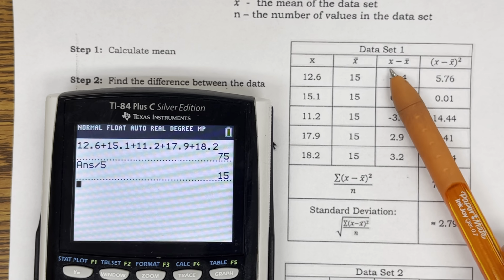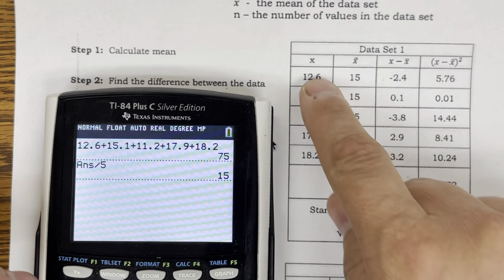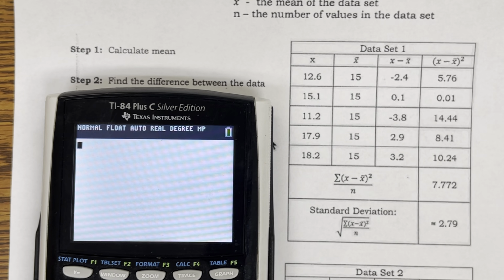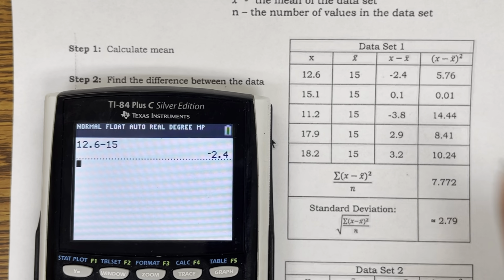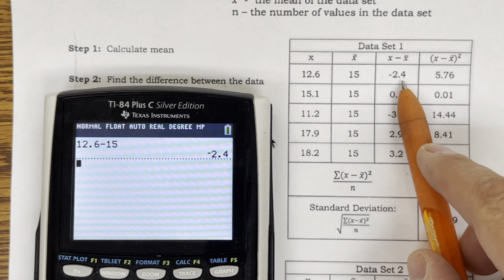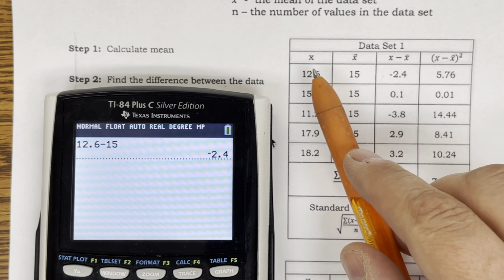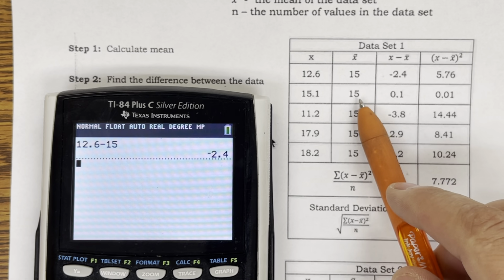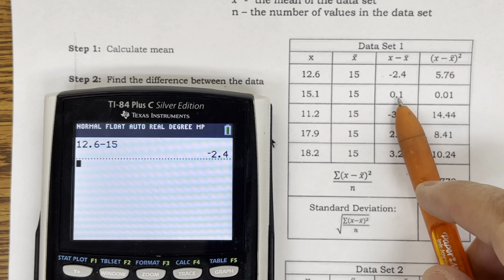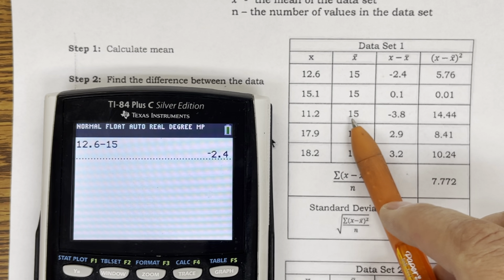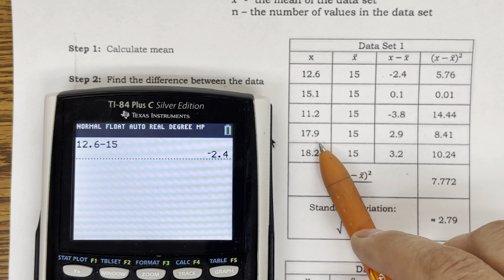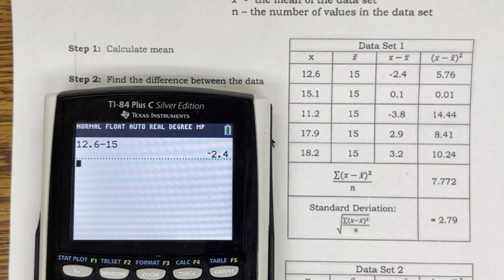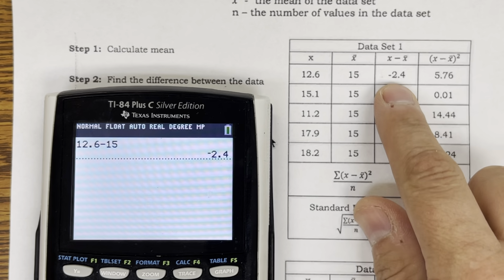We then calculate x minus x bar. So I have to take 12.6 minus 15. So when I get 12.6 minus 15, that gets me negative 2.4. So I'm taking x minus x bar, x minus the mean. And then I would do that for all of them. So then I'd have to do 15.1 minus 15, which is 0.1. Then I would have to do 11.2 minus 15, which is negative 3.8. Then 17.9 minus 15, which is 2.9, etc. After I calculate all of those, I have calculated x minus x bar.